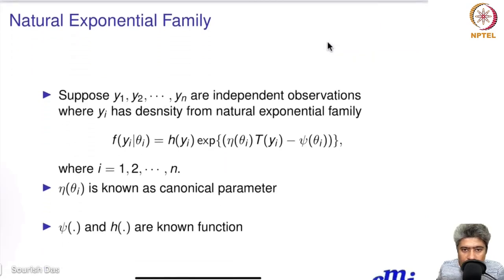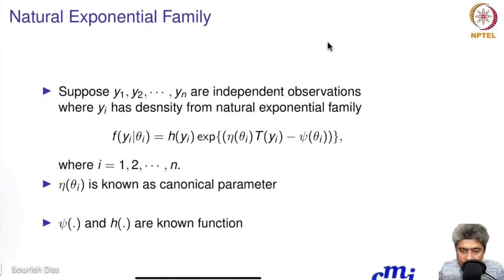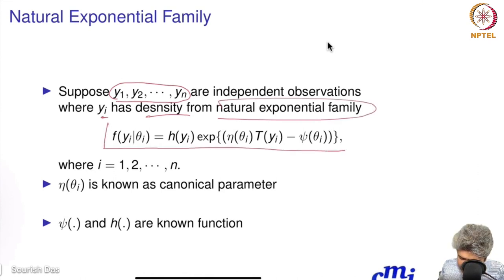Natural exponential family is a class of distributions. Suppose you have a bunch of random variables y1, y2, ..., yn. They are independent observations, and each yi has a density of the form called natural exponential family, and this density can be cast into this functional form. I'll talk about what this functional form is and how we can cast into this form.